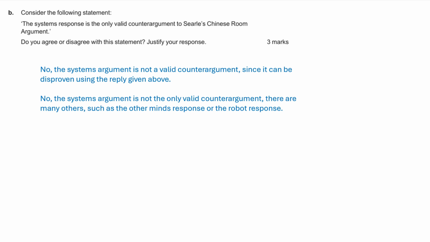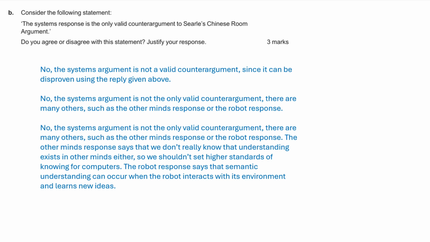So many others, all kinds of other ones. Make sure you do name some. Don't just say, no, it's not the only other one. There are, oh my goodness, just imagine how many. And to get our 4 marks, we will want to go into a bit of information about what those responses are. I'm not going to get into the details of the CRA now. That's the kind of detail I think we would be aiming for in this question.